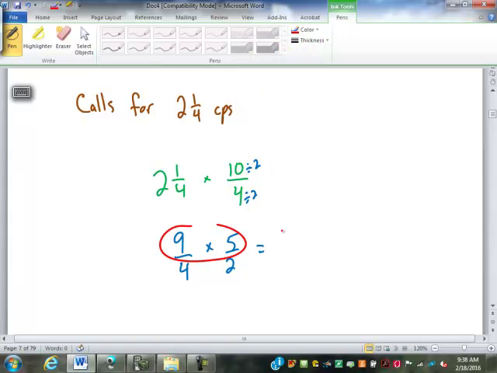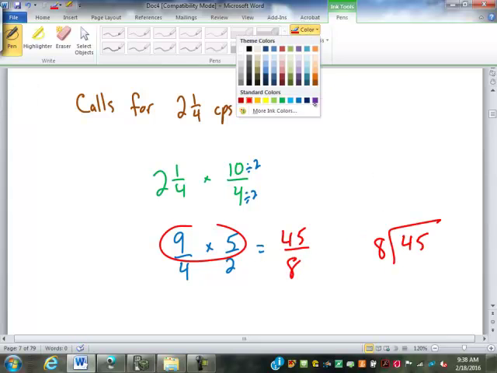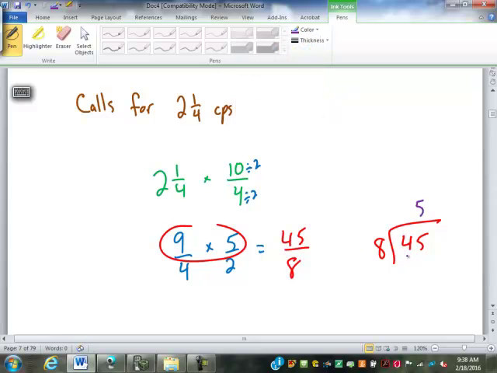So now we multiply through. 9 times 5 is 45. 4 times 2 is 8. We divide that out. 8 goes into 45 5 times would be 40 with 5 left over. So there's 5 5/8 cups that we would use to enlarge that recipe.